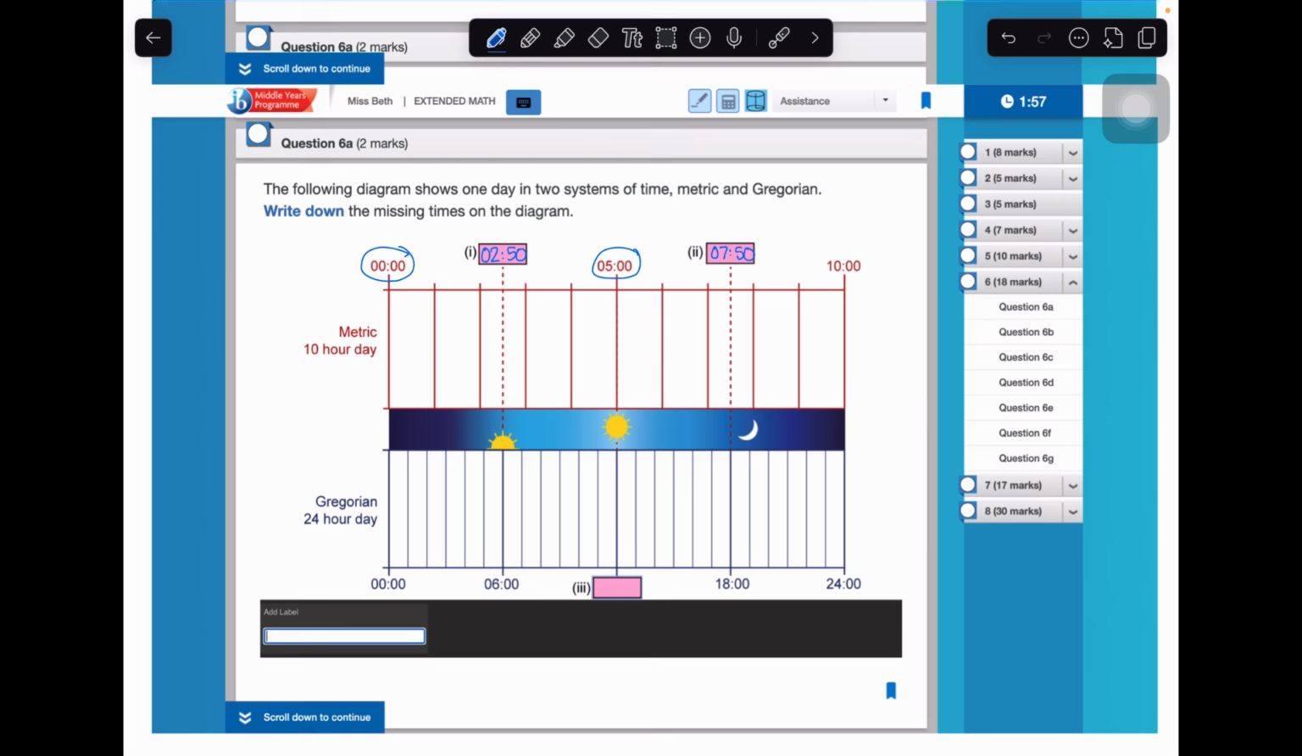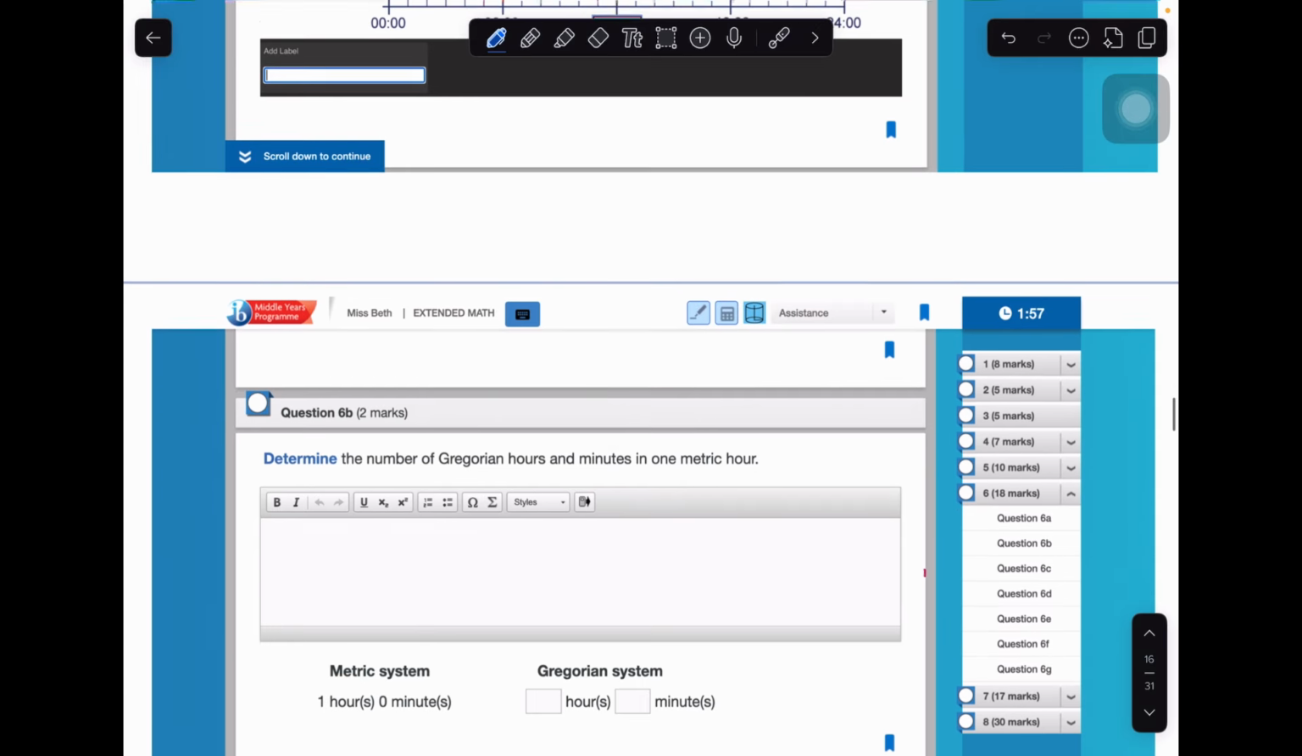Okay, and then if we look at the bottom, so for III, so this is the Gregorian 24-hour day, we can see that this is halfway, so we know that halfway is 12 p.m., so you just need to fill that in. So that's 6a done.